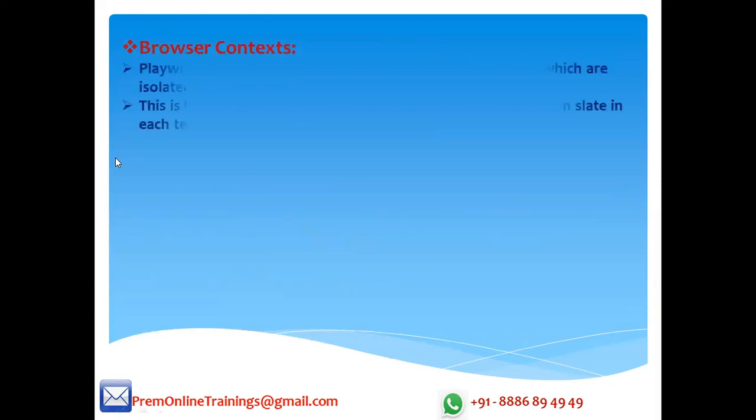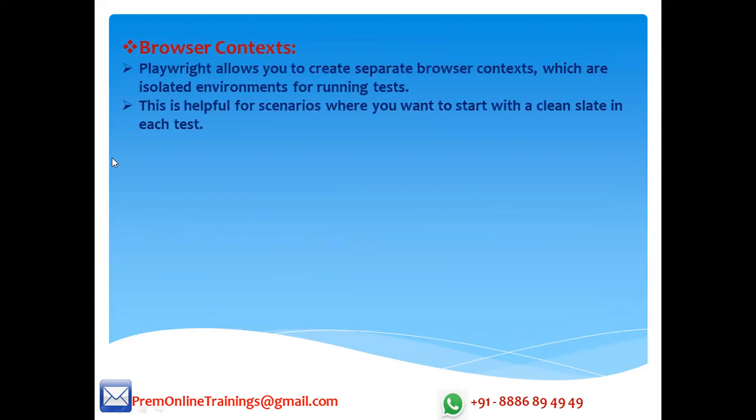Browser contexts. Playwright allows you to create separate browser contexts, which are isolated environments for running tests. Let's say you want to run in different kinds of environments, without having a single instance. It will create a separate slate for different environments.